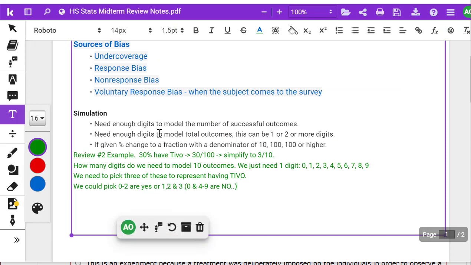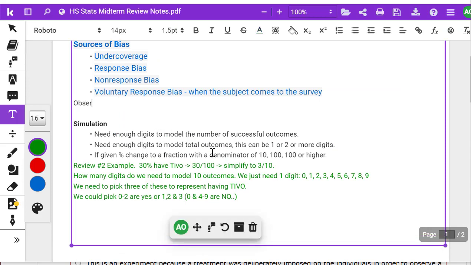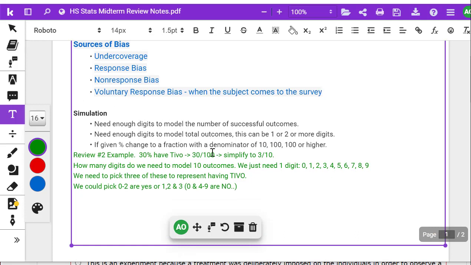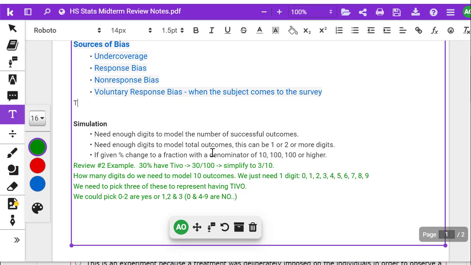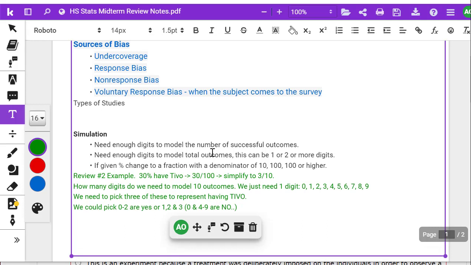Really simple notes. Observational study. Let's see the types of studies. By the way, simulations are typically considered an experiment. So types of studies. Simulations are sort of an experiment, sort of. We have observational studies. Just track and observe. Can only say association.